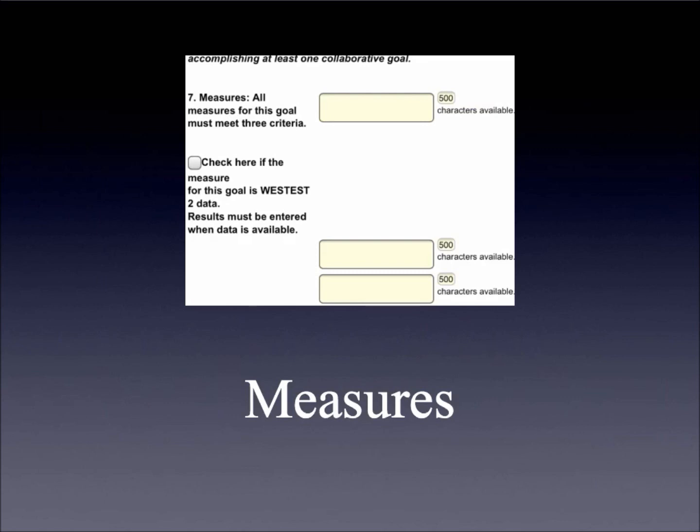There's a place here to check if you're going to use WESTEST data. I really don't understand why that's there, because the training material all says that you can't use WESTEST data. Personally, I would not want to wait until August when WESTEST data became available before I would know whether or not I had achieved my goal.